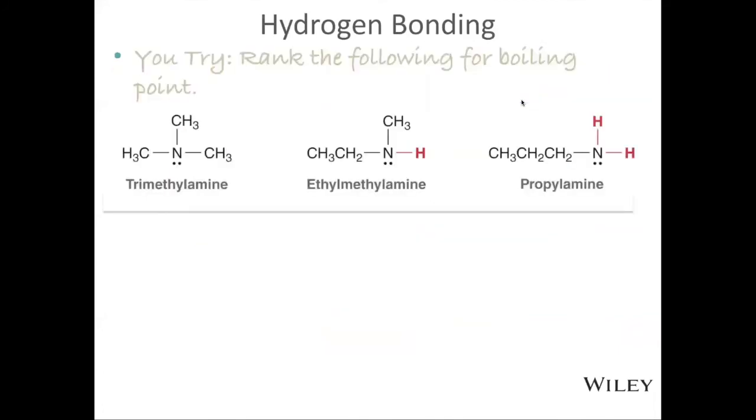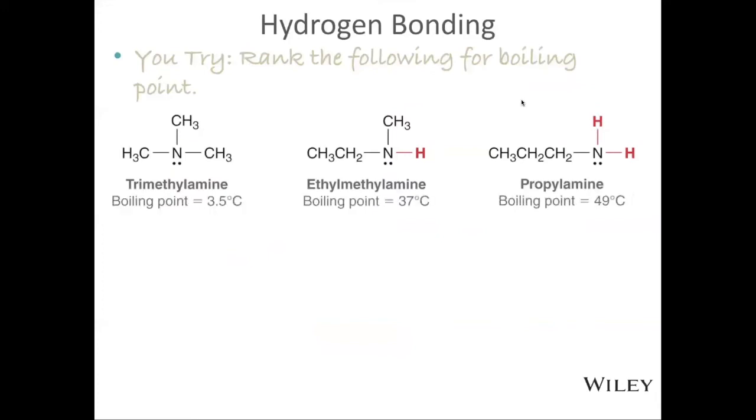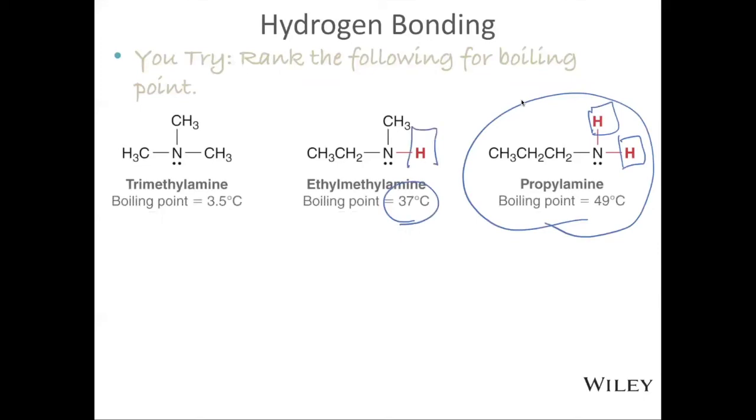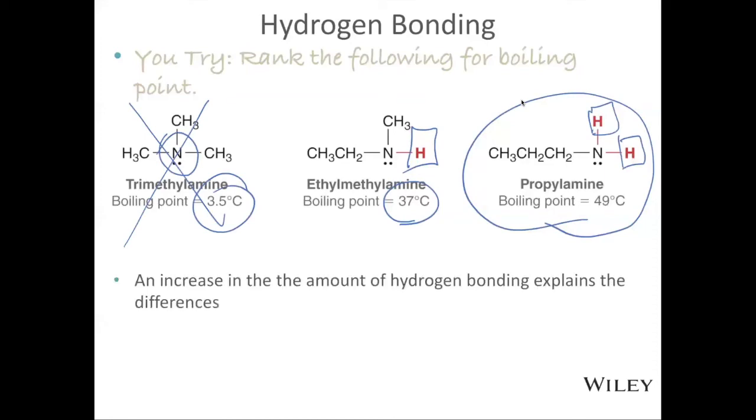You can pause the video, but what I'd like you to do is rank the following three amines for their boiling point. It turns out propylamine over here on the right has the highest boiling point because it has two hydrogens that are capable of hydrogen bonding. Ethylmethylamine comes in second at 37 degrees because it has a single hydrogen, so fewer hydrogen bonds. Now, if we look over here at triethylamine, there are no hydrogens on that nitrogen at all. So this molecule cannot hydrogen bond, which is why its boiling point is so much lower. So an increase in the amount of hydrogen bonding will increase the boiling point.